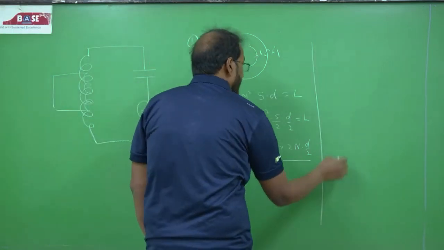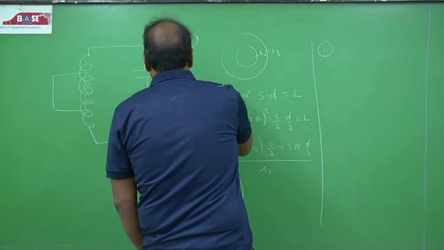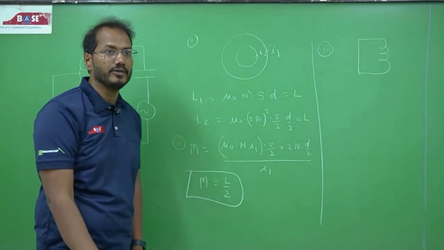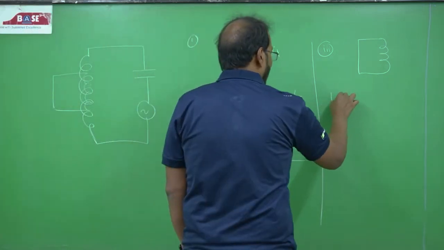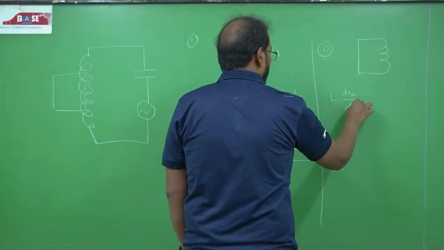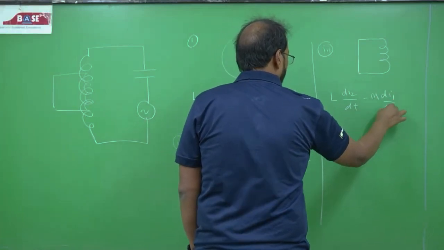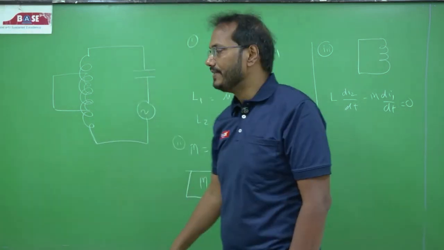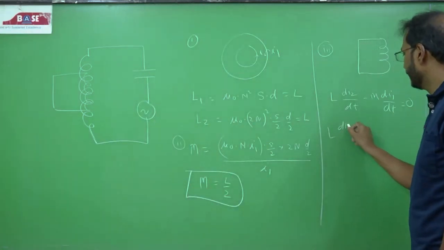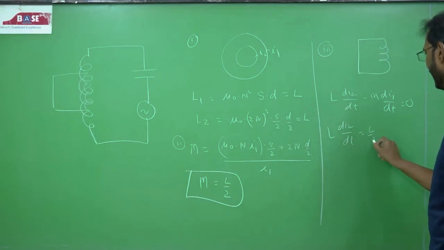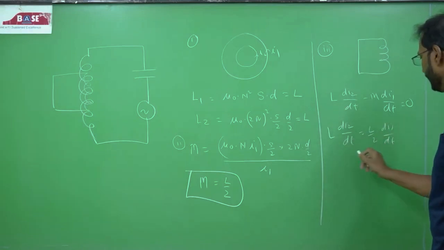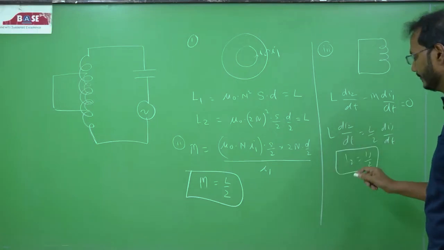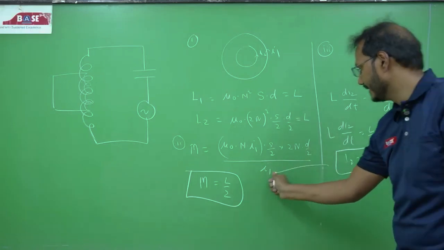Now, third step. The smaller coil is short circuited like this one. So net induced EMF should be 0. So L di2 by dt minus M di1 by dt is equal to 0. Here M is L by 2. So you write di2 by dt is equal to L by 2 di1 by dt. So I2 is equal to I1 by 2.